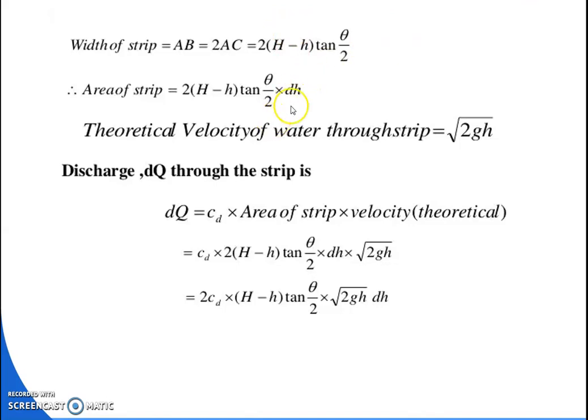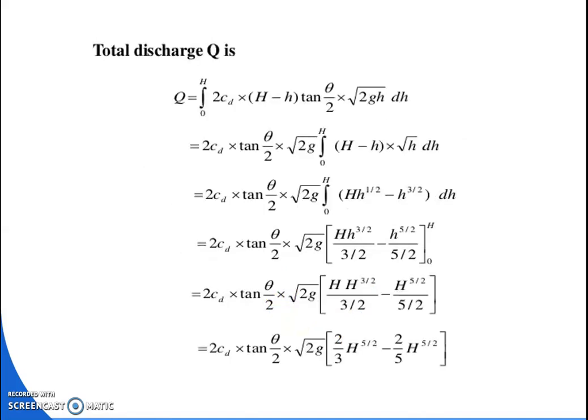Theoretical discharge means theoretical velocity into area of strip. Area of strip is 2 (H minus h) tan theta by 2 into dh, into theoretical velocity square root of 2gh. We are going to reduce the formula as 2 CD (H minus h) tan theta by 2 into square root of 2gh into dh. After getting the small discharge, we can now find out the total discharge.